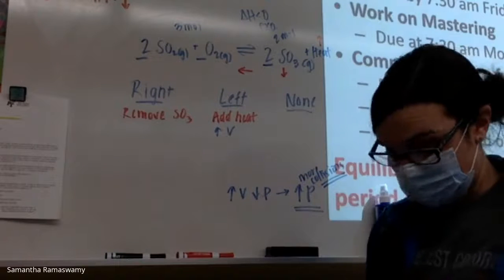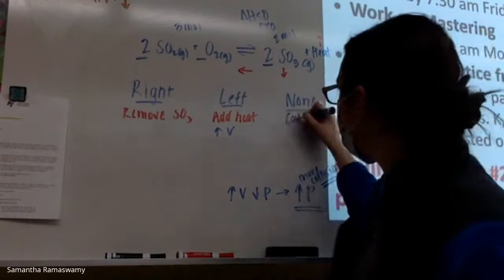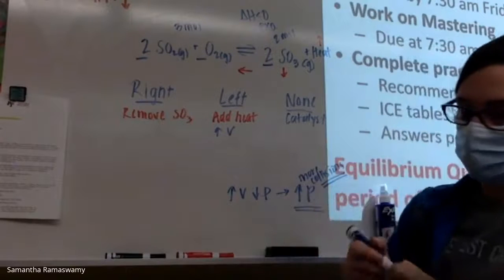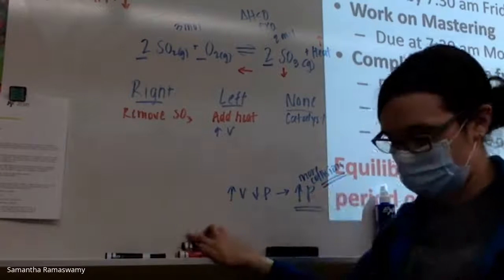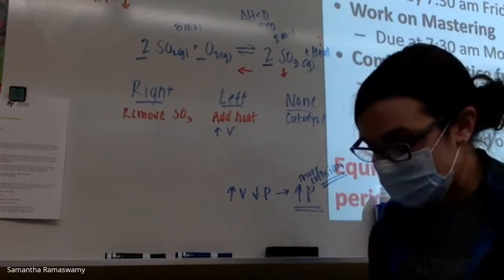A catalyst is added: none. Catalyst doesn't affect a shift. It doesn't affect the equilibrium constant. It makes both sides happen faster. It just makes it happen faster.